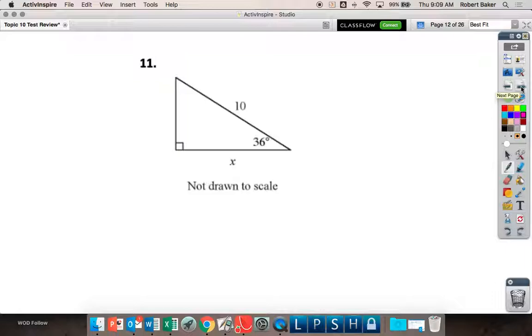Solve for x. So this is opposite. Are you there? This is adjacent. And this is hypotenuse. I'll let you ponder that while I answer the phone. Are you there? Hello. She's writing right now.